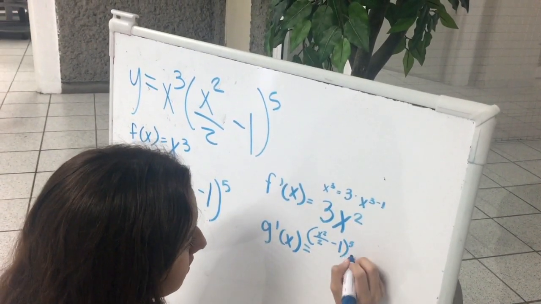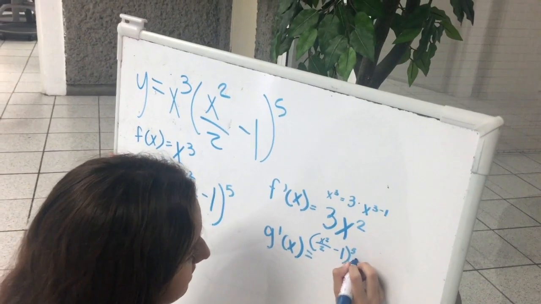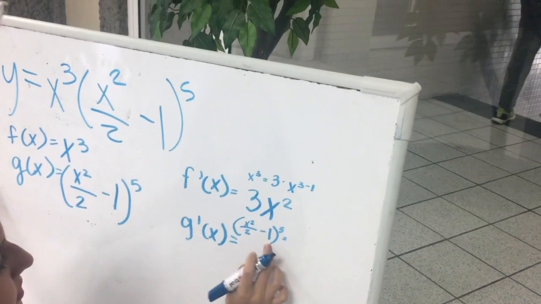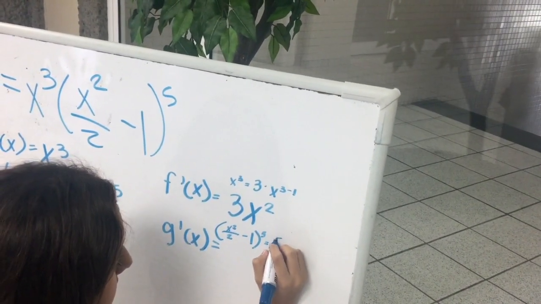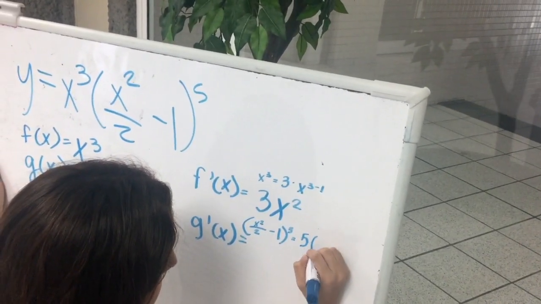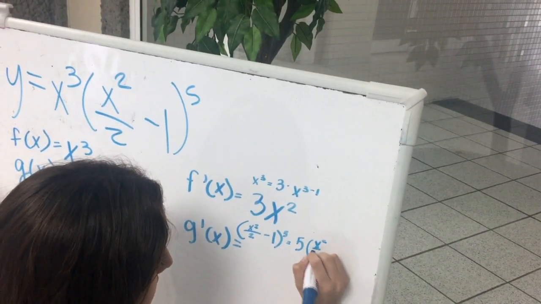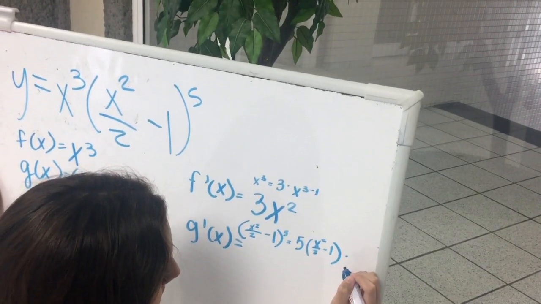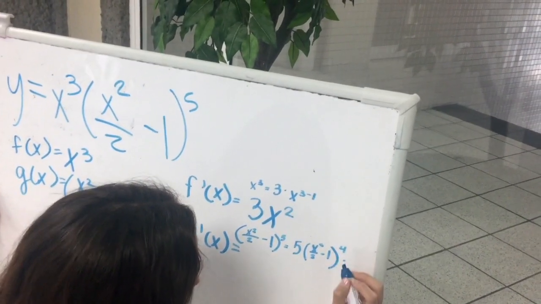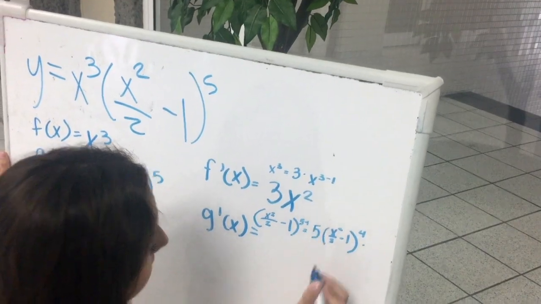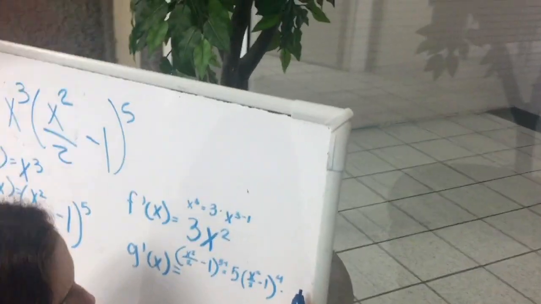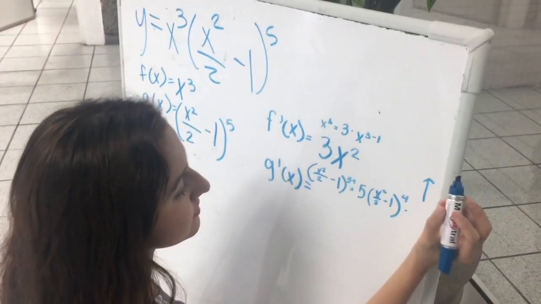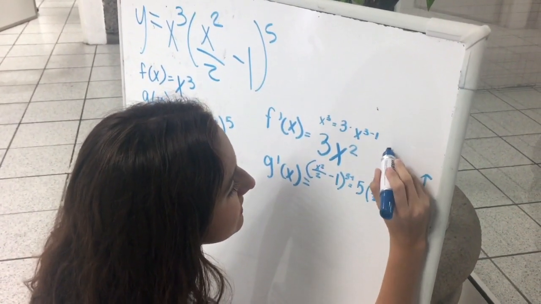Now, g prime of x, what we need to do is first we need to get the exponent, which is a 5. We multiply 5 times the parentheses x squared divided by 2 minus 1, close parentheses, to a fourth, because we did the 5 minus 1, right? Then we need to get what's with the x. So it will be times x.